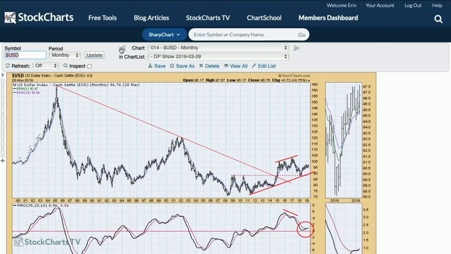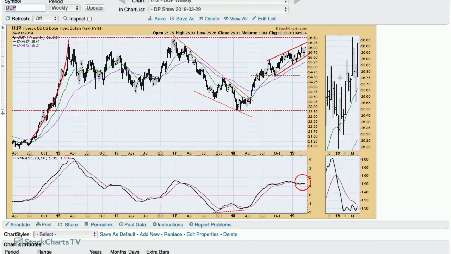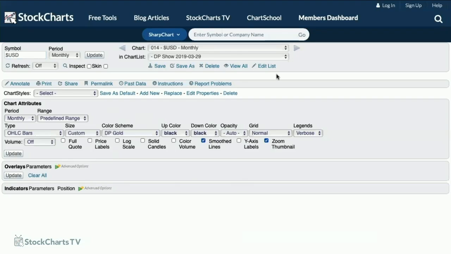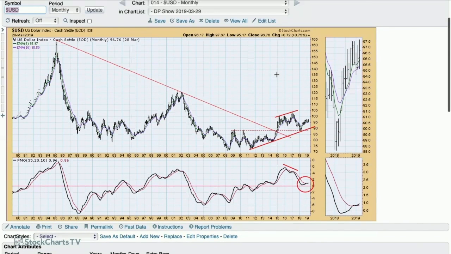We're seeing the trading range that we're approaching the top of. Then for the long term, I switched to the dollar index, which doesn't track very closely to UUP, but is still useful in terms of the long-term outlook. And again, the monthly PMO is above the zero line. It's been moving sideways for a few months, but it's rising slightly now. And the dollar is in a rising trend.